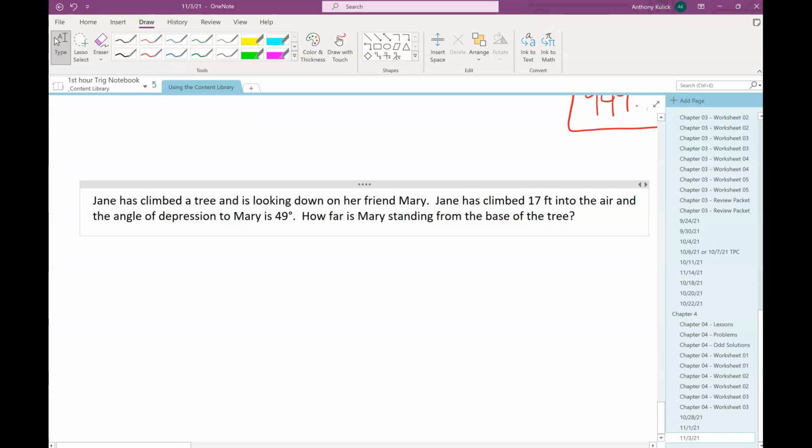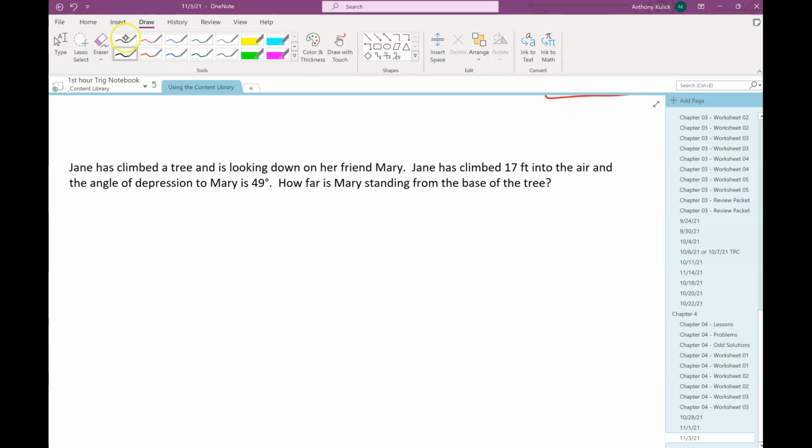So this one says, Jane has climbed a tree and is looking down at her friend Mary. Jane has climbed 17 feet into the air, and the angle of depression to Mary is 49 degrees. How far is Mary standing from the base of the tree? So let's draw our picture. So there's Mary.